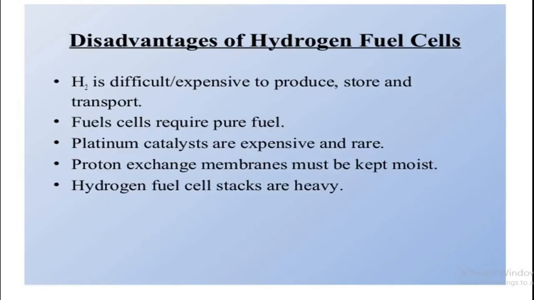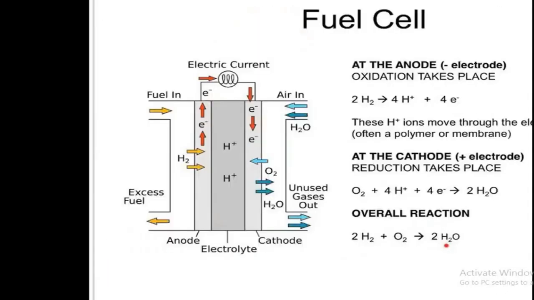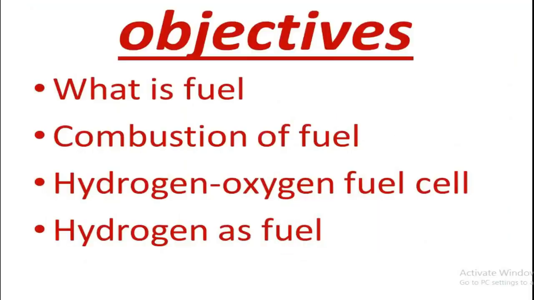Yes, this was all about it, and let's review today's topic. I'm going to the objective slide. We know that we have met all the objectives. We talked about fuel: what is fuel, and how it is used to produce heat energy. What byproducts are formed: carbon dioxide, carbon monoxide, and water. Then we talked about the working of the hydrogen-oxygen fuel cell, its construction, and the half-cell equations at the cathode and anode. And then we discussed the use of hydrogen as a fuel and its advantages and disadvantages.